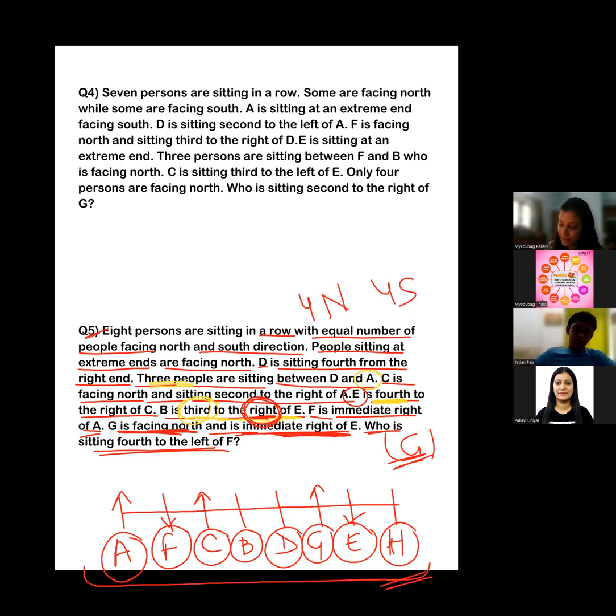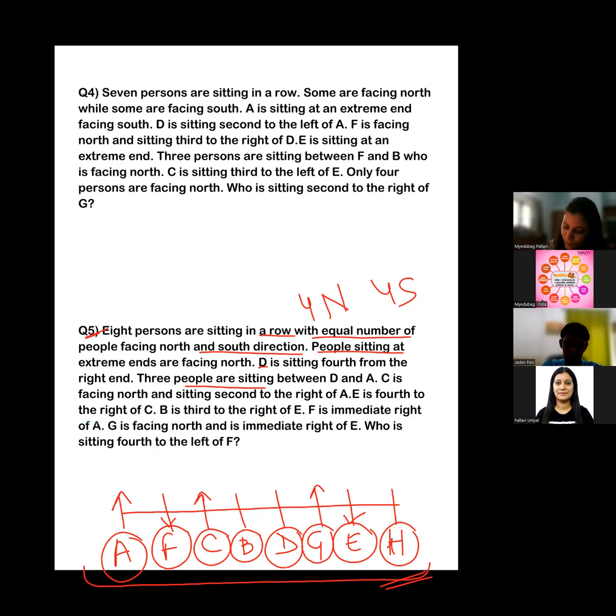Yes, let us quickly have a reading once more. Let us see if we are skipping something. Four people are facing north. One, two, three, four. Okay. This point we skipped. People sitting at the extreme ends are facing north.